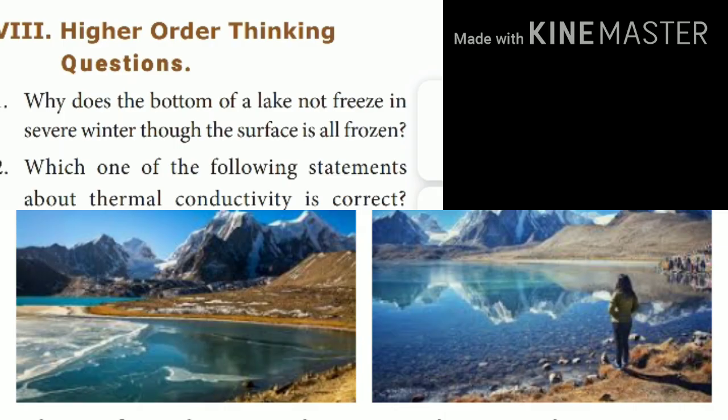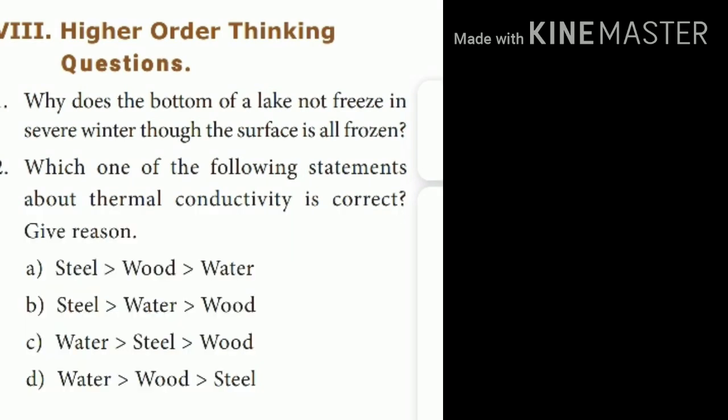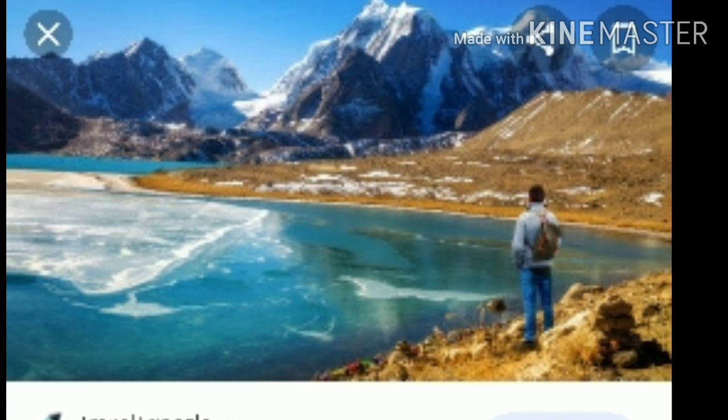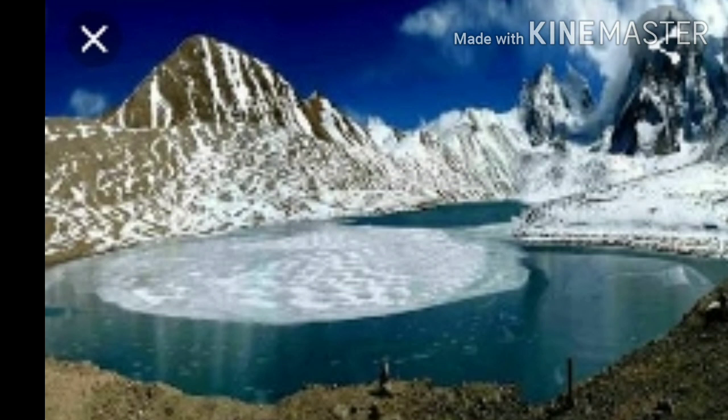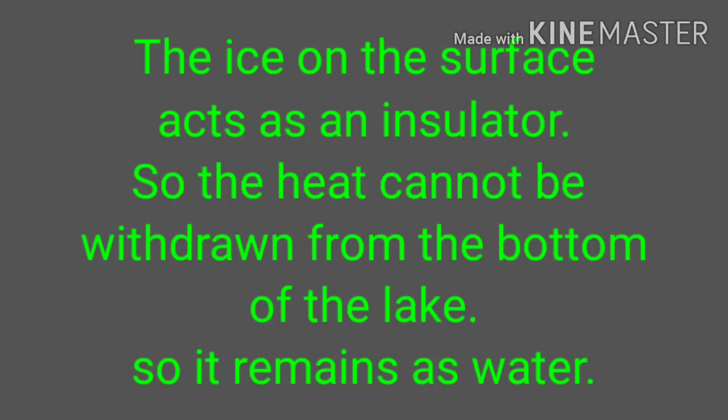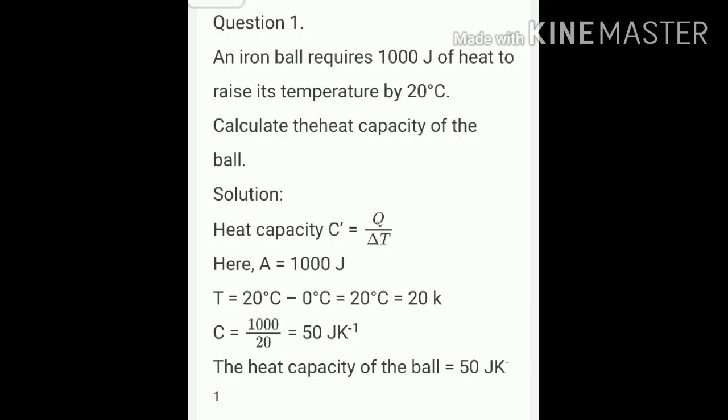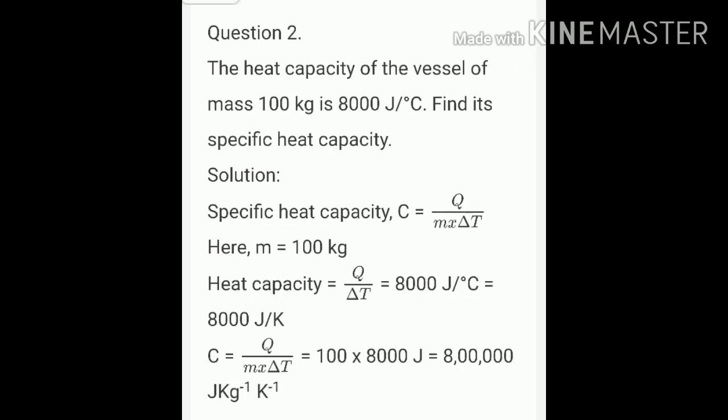Why does the bottom of a lake not freeze in severe winter though the surface is all frozen? The ice that forms on the surface of the water acts as an insulator, so it does not allow the heat to be withdrawn from the water. So the bottom of the lake does not freeze in severe winter, though ice forms on the top of the lake. Solutions for the previous class assignment questions.